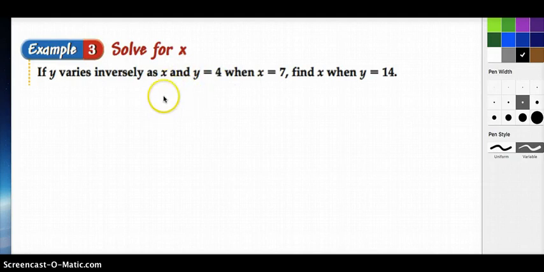All right, so I'm going to do this last problem, and I might have to do a second video. Don't cry, it's awesome. We love math. Okay, if y varies inversely as x, so we know we're dealing with this. Let me get my pen on. y equals k over x.